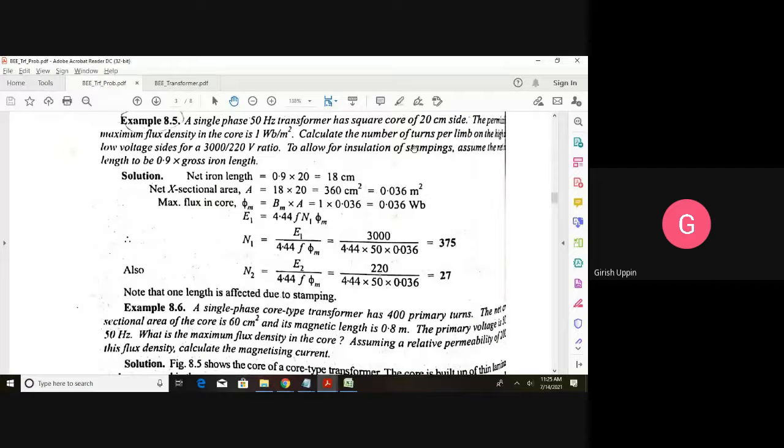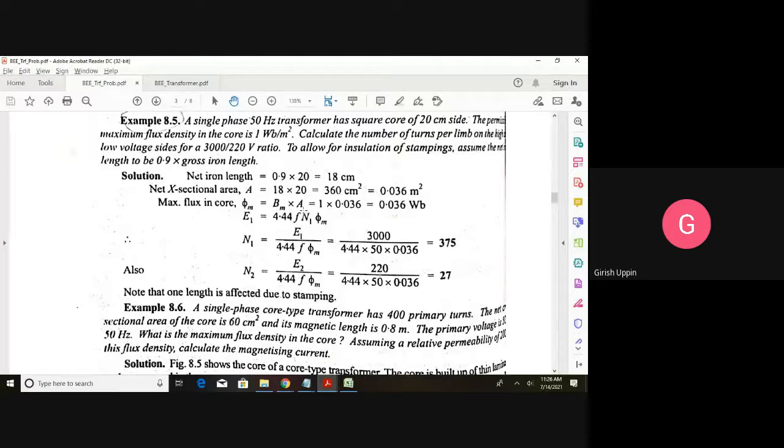Now what is the area? 20 centimeter into 18 centimeter, that is the true cross sectional area, and that should be represented in meter square. Therefore net iron length 0.9 into 20 centimeter, that is 18 centimeter. Net cross sectional area A is equal to 18 into 20, we get it as 360 centimeter square, which, if you multiply it by 10 raised to minus 4, you get in terms of meter square. Therefore area is equal to 0.036 meter square.